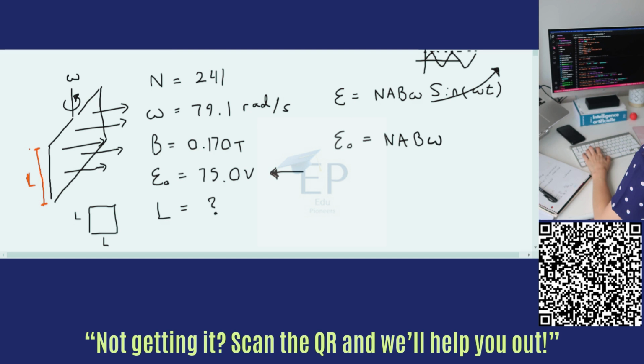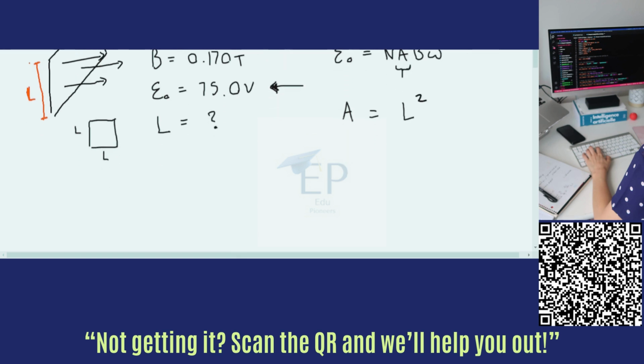So now, this equation has a bunch of things we know in it, right? E naught, N, B, and omega. But A is our unknown. Now, we actually want to solve for the length of a side of our loop, not the total area. But the total area and the side length are going to be related just because it's a square, right? So the area of a square is just equal to the side length squared. So if we plug that in, we'll have E naught equals N L squared times B times omega. And now we can just solve this equation for L and call it a day.